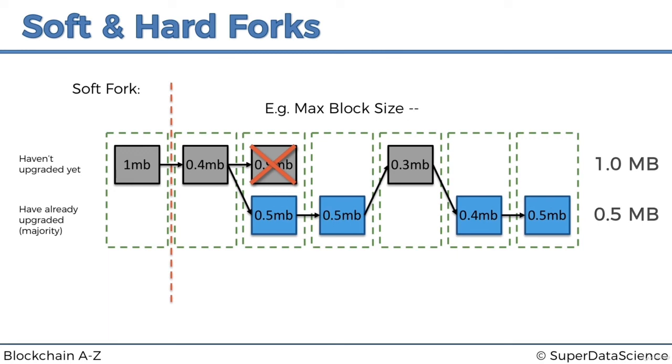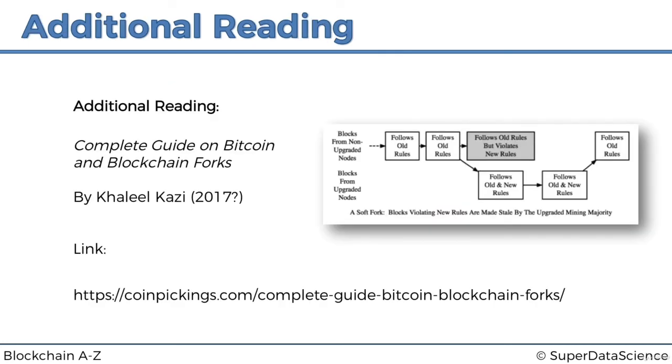All right, so there we go. That's how a soft fork works. I know this, especially this soft fork business, might be a bit complicated. In that case, there's great additional reading which I've got for you. It's called Complete Guide on Bitcoin and Blockchain Forks by Khalil Kazi, and it explains this whole situation with a great analogy of a restaurant that's cooking vegetarian food, and then they decide to introduce meat, and that represents a hard fork, or they decide to switch to only vegan recipes, and that represents a soft fork. It's a great analogy which can help you further understand this topic if you'd like to get a better grasp of it. But in general, that's how soft and hard forks work.